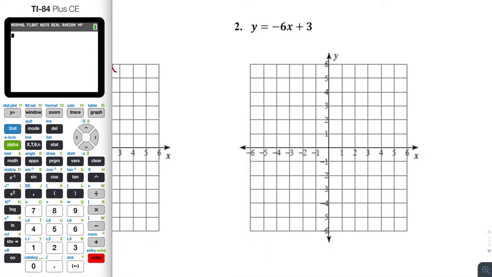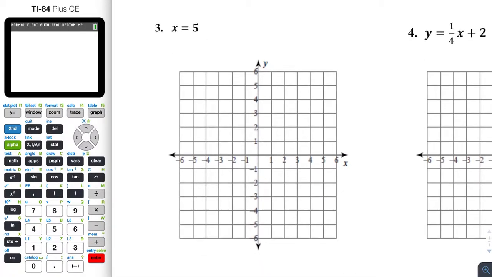Number 2, we're going to plot our b value at +3. Our slope we can always put over 1. So that means we're going to go down 6. And then we're going to go to the right 1. So that is our slope of -6 over 1. So connect those 2 points. And there's our line.